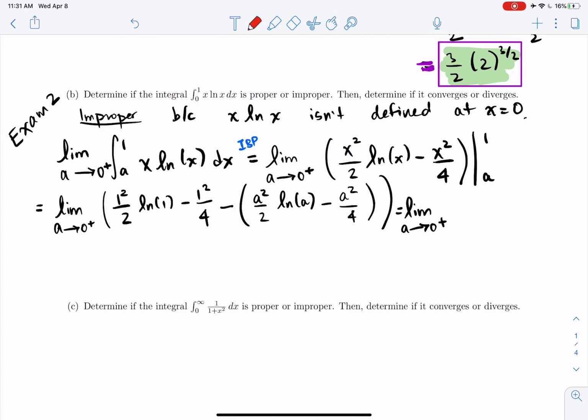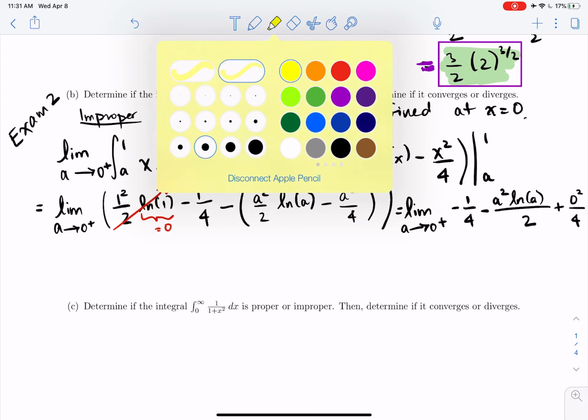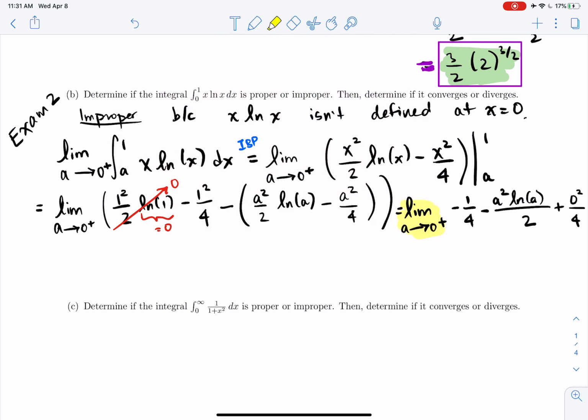First of all, this first term goes to 0 because natural log of 1 is 0. Then we have a negative 1/4. All right. Minus a squared natural log of a all over 2 plus, well, we can actually go ahead and take this limit as a goes to 0 from the right, no problem. This is 0 squared over 4. Okay, so it is left for us to compute this limit as a goes to 0 of this expression a squared natural log of a over 2.